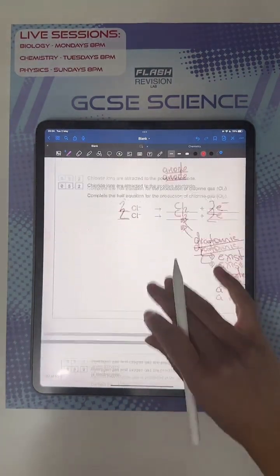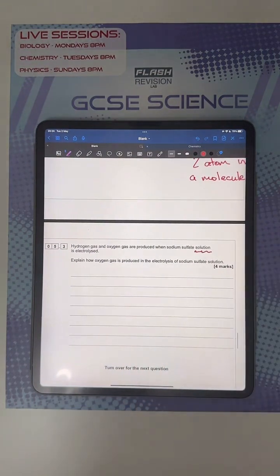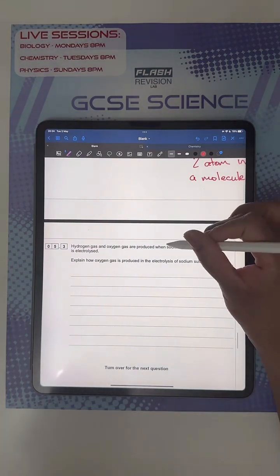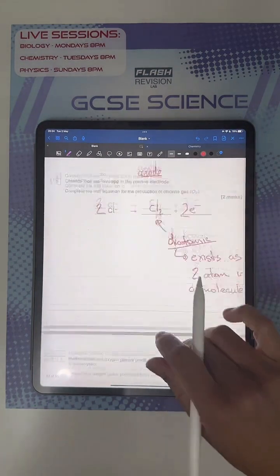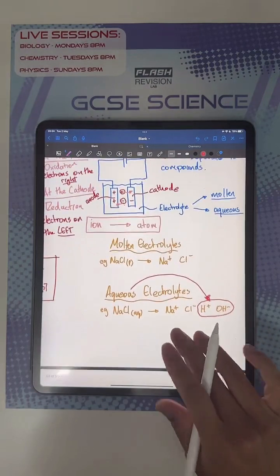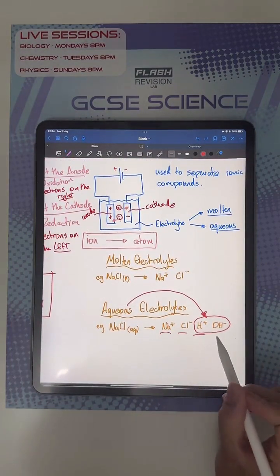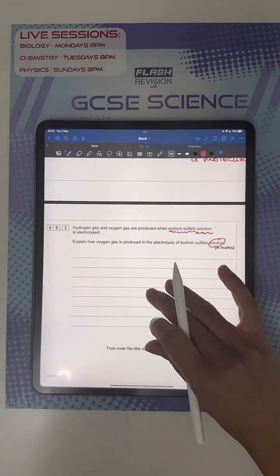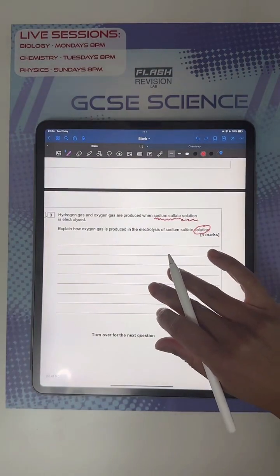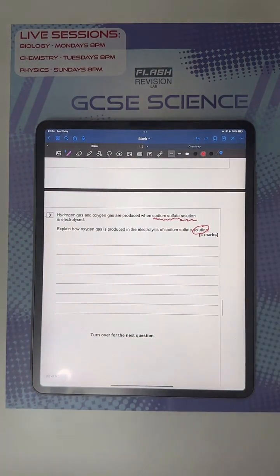Let's go to our question. Explain how oxygen gas is produced in the electrolysis of sodium sulfate solution. Sodium sulfate solution. Can anyone tell me what the ions are that are going to be in sodium sulfate solution? It's solution, so that means it's one of the aqueous examples. So there should be 1, 2, 3, 4 ions. Solution has an OH and H plus, good. Na plus and SO4 2 minus.